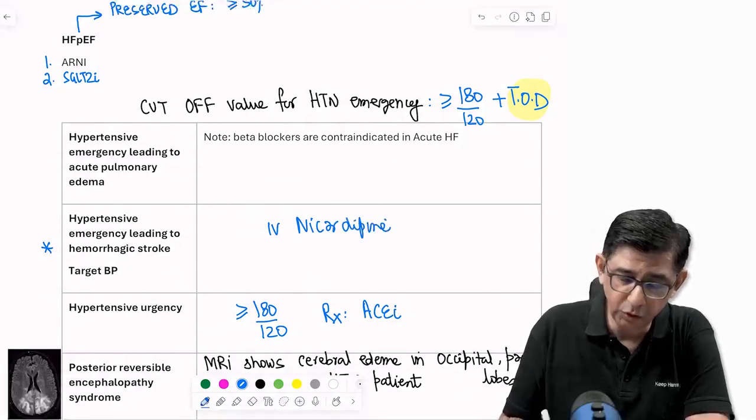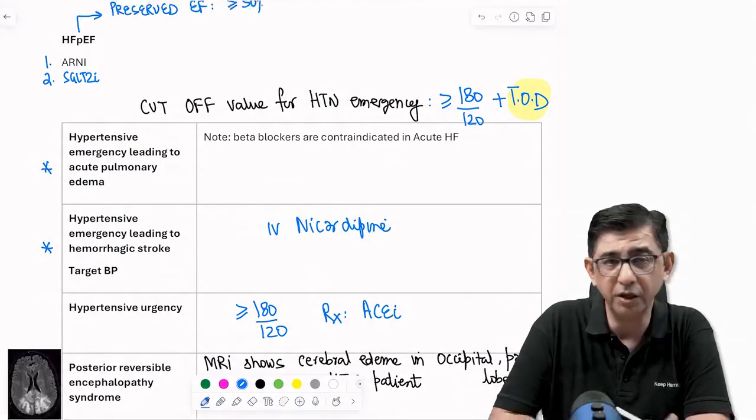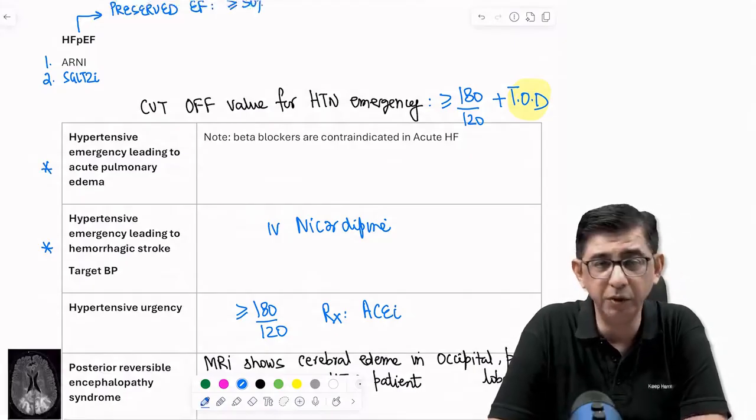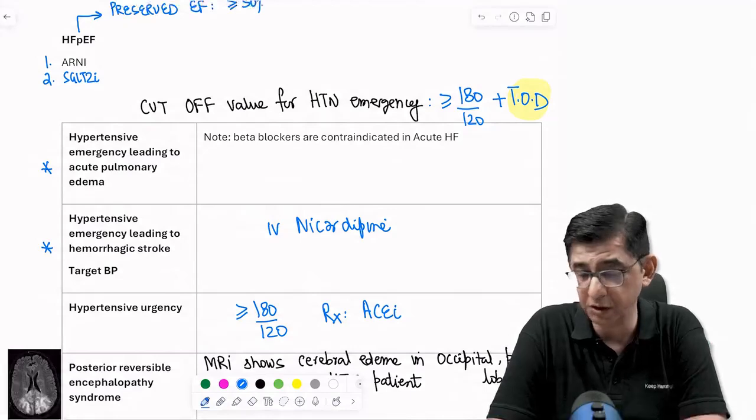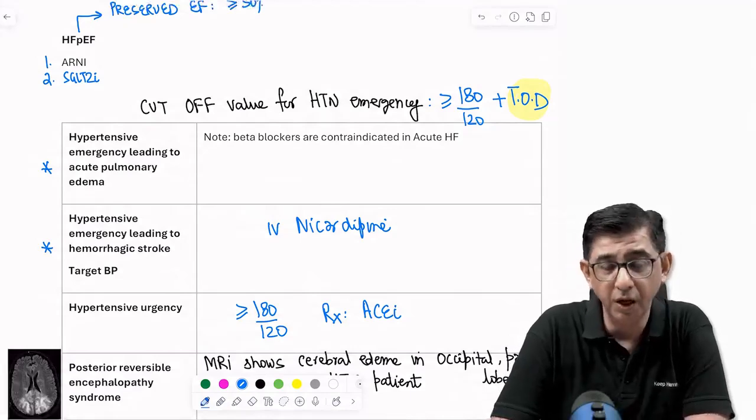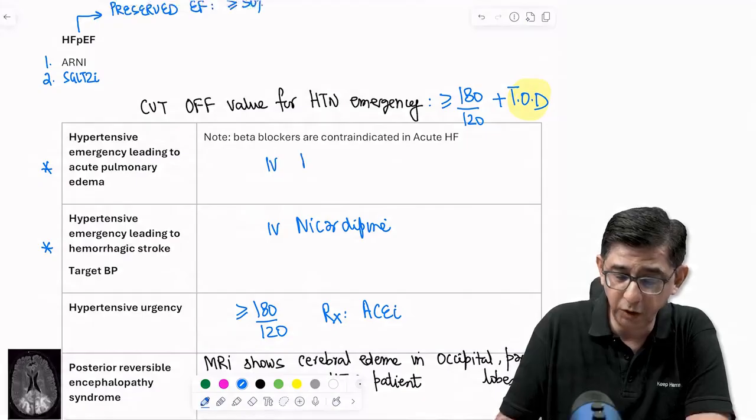But suppose he gives you acute pulmonary edema, which I explained, bat wing edema, elevated BNP, orthopnea kind of manifestation, bilateral crepitations in the chest. Then what will you give? Then I've already given you a heads up, IV nitroglycerin drip.